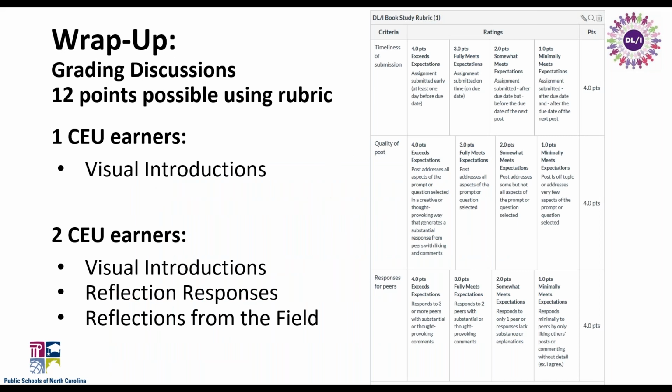When we talk about grading discussions, for our discussion forum postings, for the visual introductions that we've already done in each section, as well as for the reflection responses and the reflections from the field assignment at the end that our 2 CEU section earners have, this is the rubric that we use. This rubric is also visible in our Canvas course. All you have to do is click on the upper right-hand corner of that assignment for your discussion forum and that rubric will appear. We are scoring on the timeliness of submission, the quality of the post, and the responses to peers.